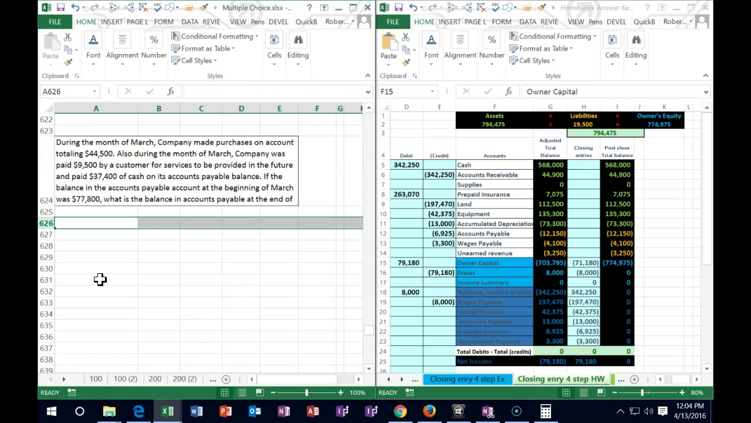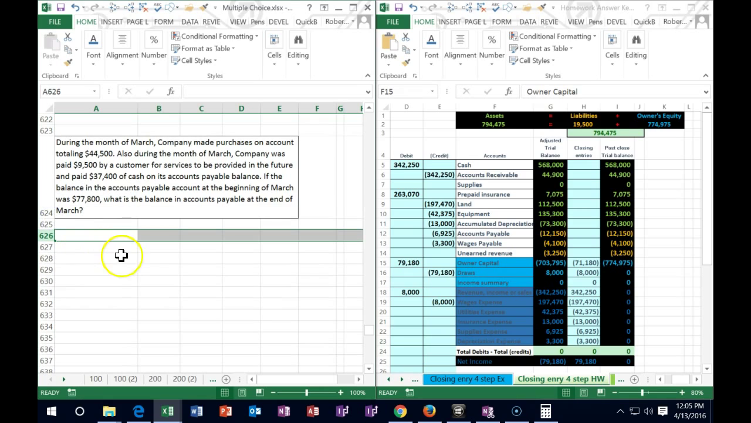Next one says, during the month of March, company made purchases on account totaling $44,500. Also, during the month of March, company paid 9.5 for a customer for services to be provided in the future and paid 37.4 of cash on accounts payable balance. If the balance in the accounts payable account at the beginning of March was 77.8, what is the balance in the accounts payable at the end of March?